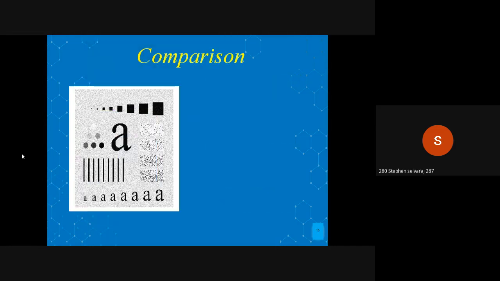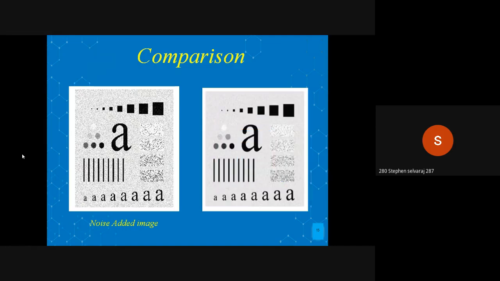So here we can see on the left-hand side the noise-added image and on the right-hand side the filtered image. Here the grainy texture has been completely smoothed out in the right-hand side image, proving that the filter works successfully.